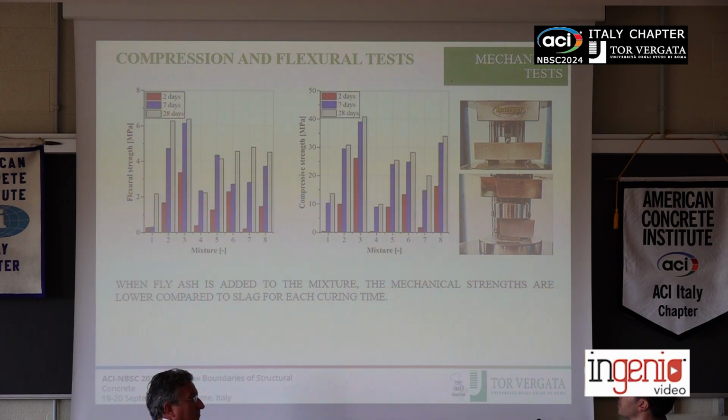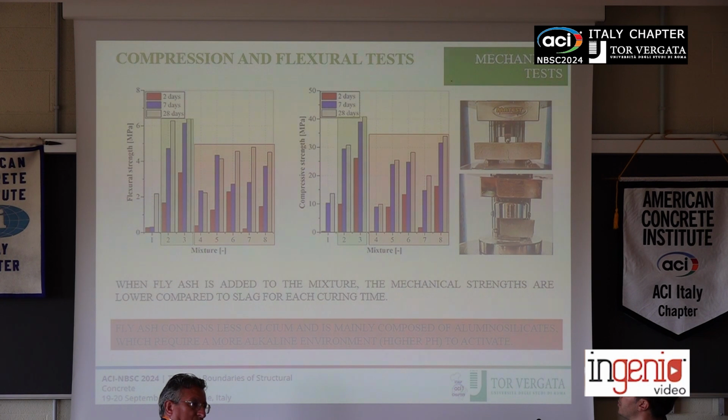From the other results, what we can say is that for all the tested specimens, in general, the mechanical strengths are higher in the mixtures which contain only fly ash. And this is due to the fact that the fly ash contains less calcium and is mainly composed of aluminosilicate, which requires a higher pH to activate.